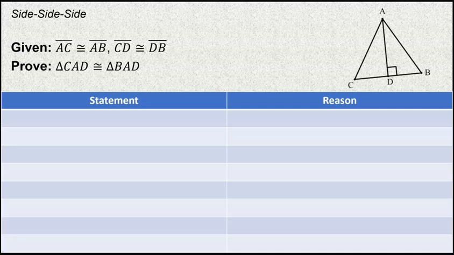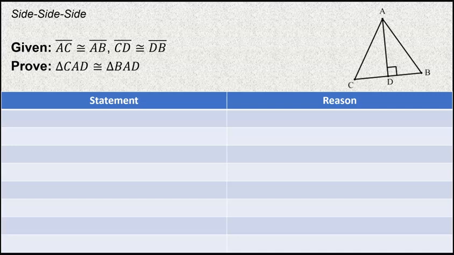So we're going to start with side, side, side. Side, side, side is a postulate. A postulate is just a theorem or a theory that's been proven true, and you could use it as a definition. In this case, what we want to say is that if I could prove that two triangles have three congruent sides, or three pairs of congruent sides, then those triangles are themselves congruent.